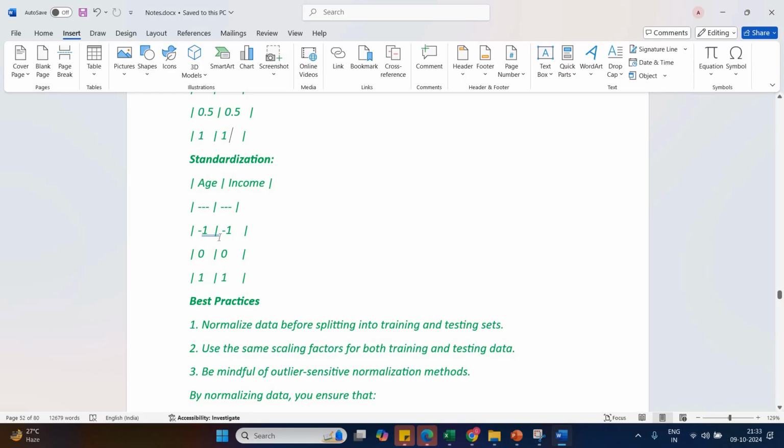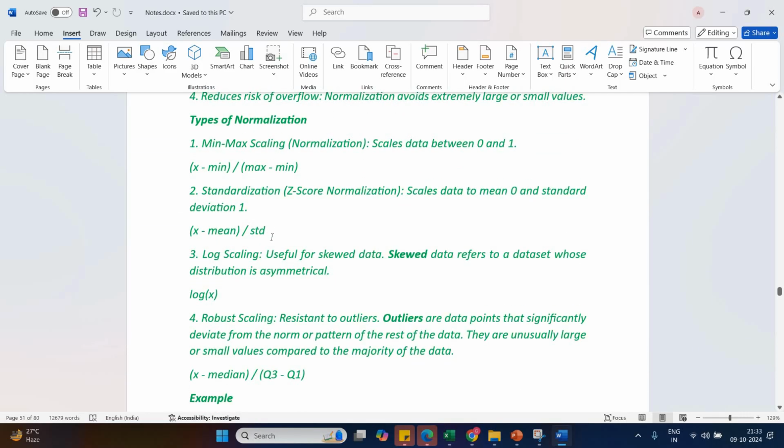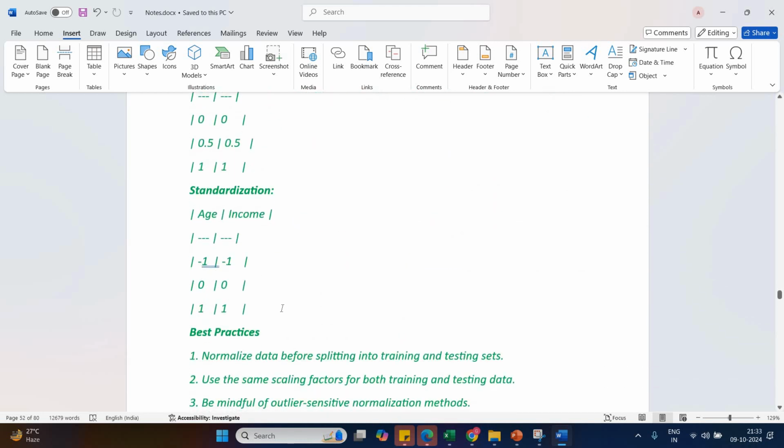This is Z score values. Here you can see for the Z score we have done it like this, x minus mean upon standard deviation. So after that it has got this value. So you can see like minus 1 to 1, all the data has been arranged.